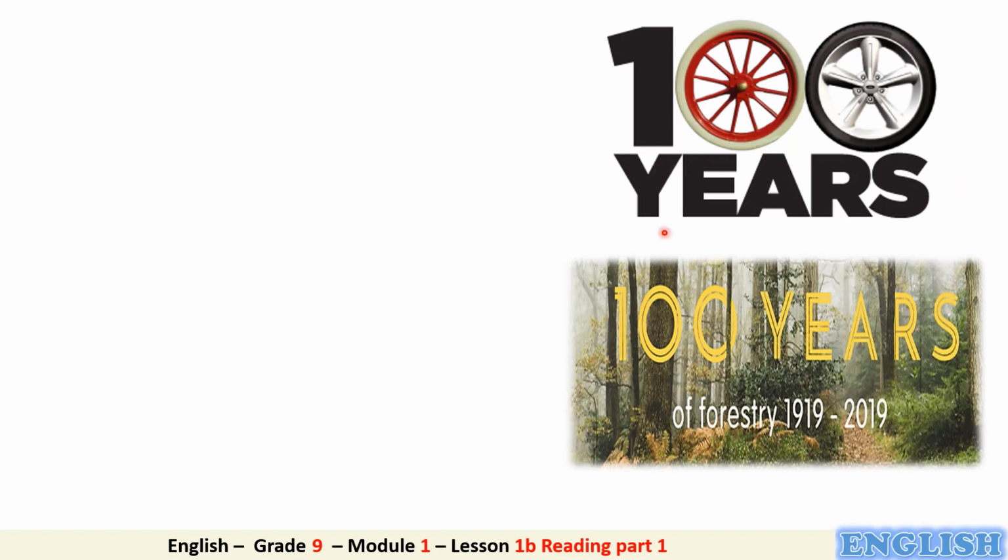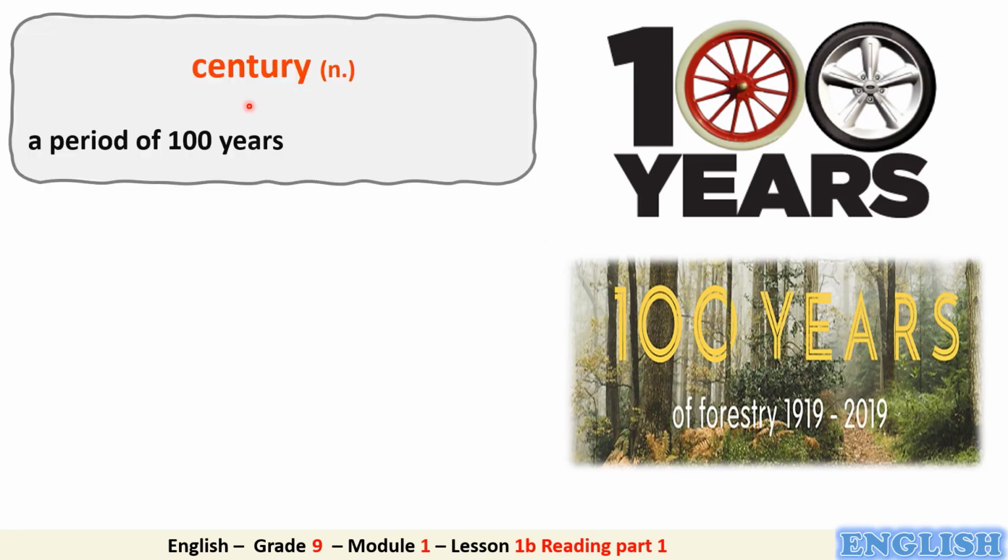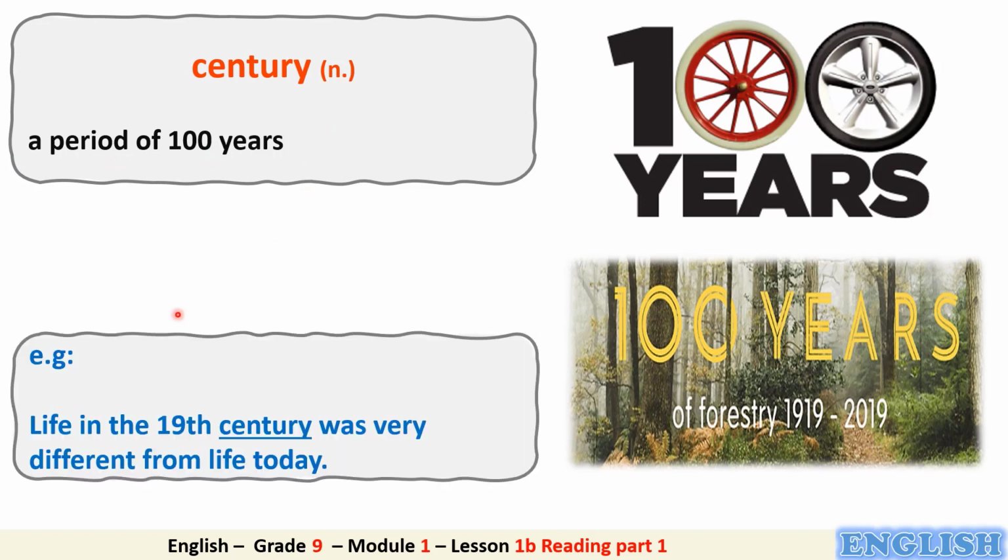100 years. What does it mean? Excellent. Century, and it is a noun, which means a period of 100 years. Let's see the example. Life in the 19th century was different from life today.